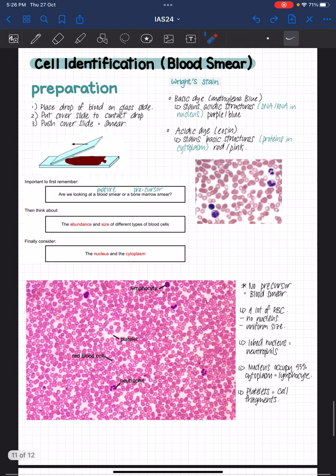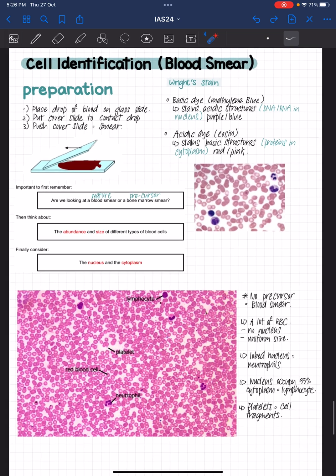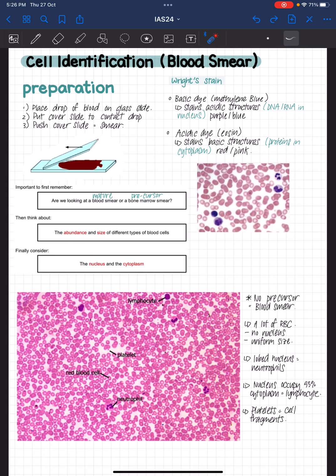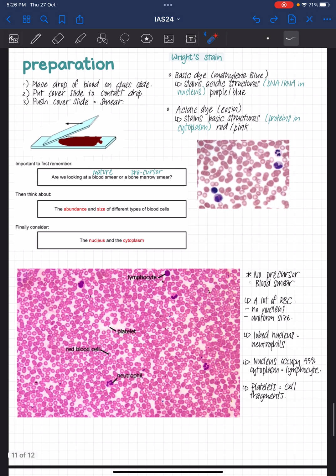Whew. So now we're going to be trying to identify some different blood cells under a microscope through a blood smear. So we have the methylene blue stain, which makes it blue or purple, and it stains DNA and RNA. So any genetic material is stained blue, so the nucleus. Then we have the acidic dye, which is the eosin. It makes it red and pink, and it stains proteins.